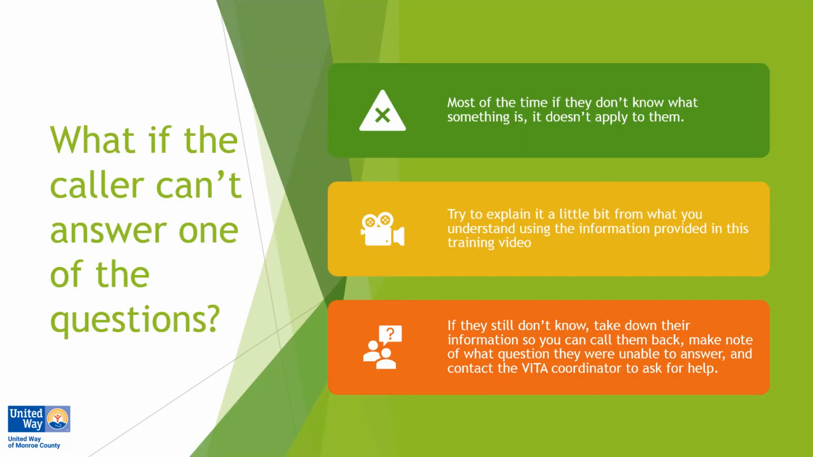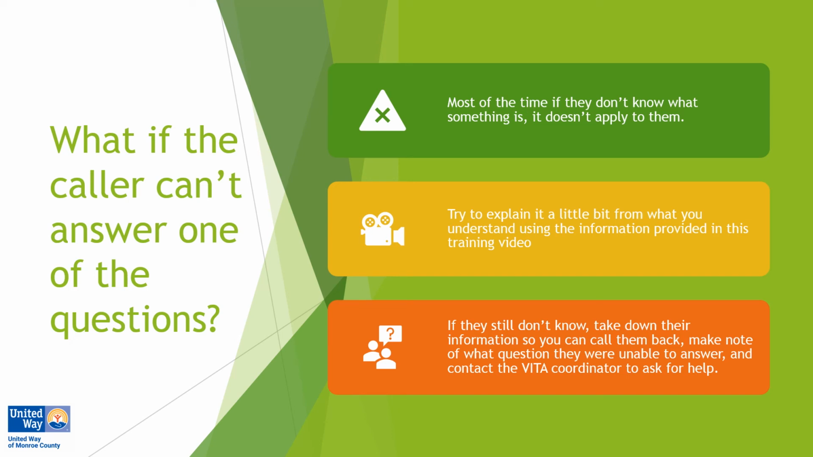So what happens if the caller can't answer one of the questions? Hopefully this shouldn't happen. We've tried to make this very easy to understand and require yes or no answers of them, but sometimes they might not be sure about something. So most of the time, if they don't know what something is, like a Schedule K1, for example, it doesn't apply to them. If they have a Schedule K1, they'll know what that is when you ask them. Try explaining a little bit from what you understand using the information provided here in this video, and we'll make sure you have a copy of this PowerPoint to keep on hand as well. And hopefully that will give them a little bit more so they can say yes or no.